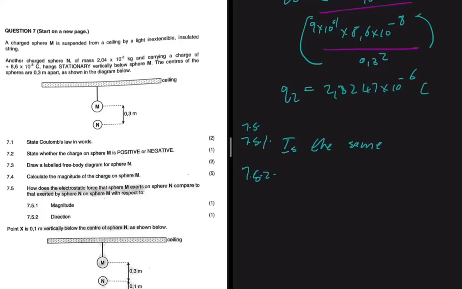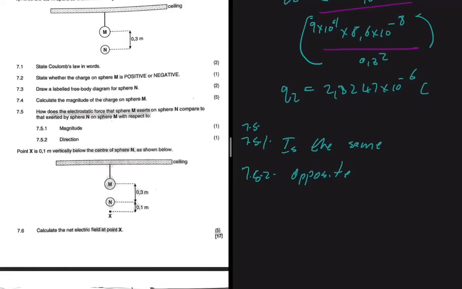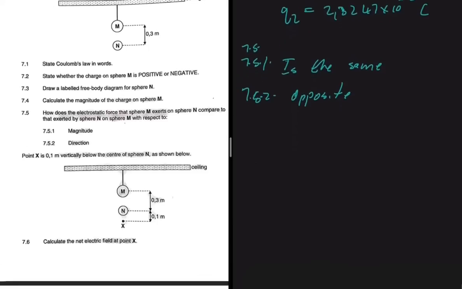So I don't know if for 7.5.2 we can just write opposite. I don't know if that will be enough, but I'm assuming it will be enough because there's just one mark there, and we just know that the only difference is that the direction is opposite. Yeah, last question, 7.6. So let's do 7.6 real quick.